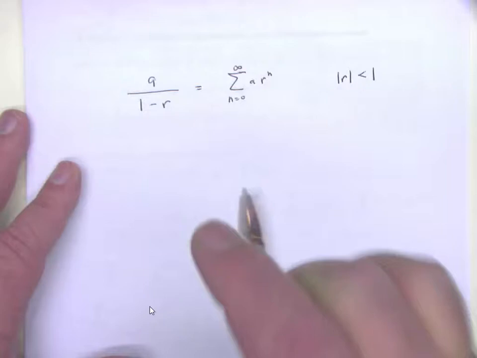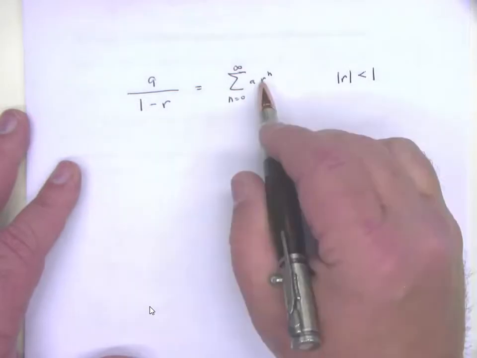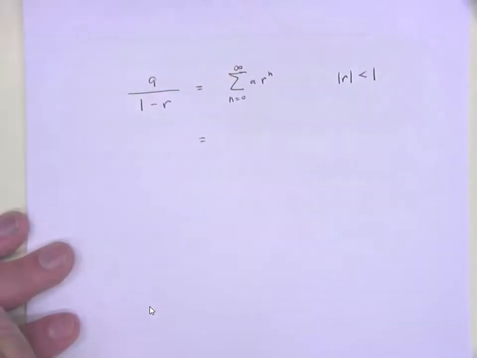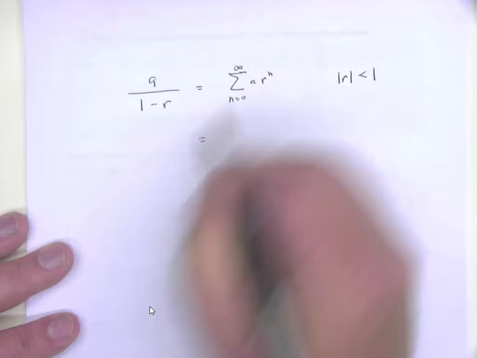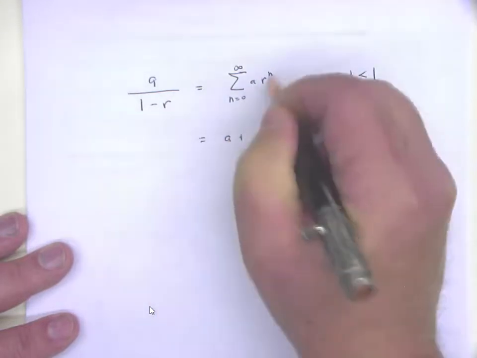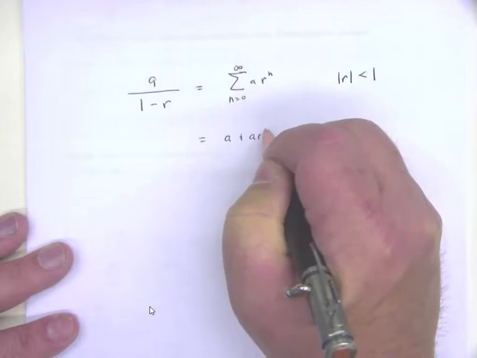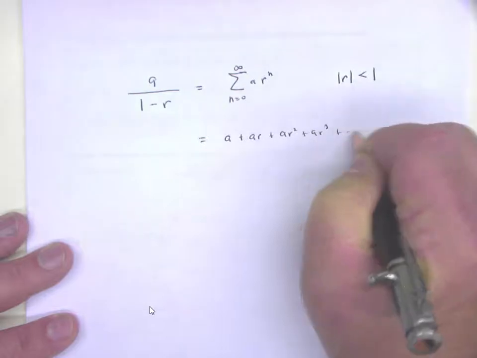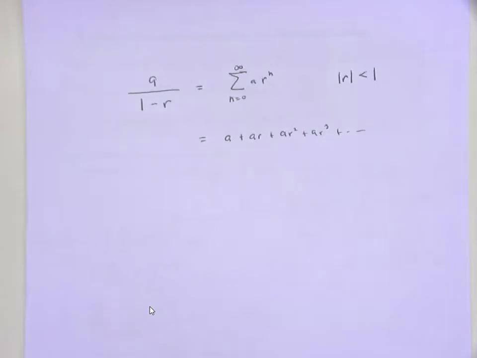Now, r is traditionally where your variable shows up, but a could be a variable or it could be a constant with this stuff. Now, to give you an idea of the power of this, if you write this series out, you start with n equals 0, r to the 0 is 1, so you just get a, plus the next one, a r to the first, plus a r squared, plus a r cubed, and so on. It's an infinite series.